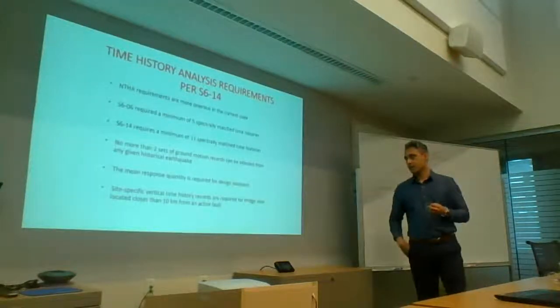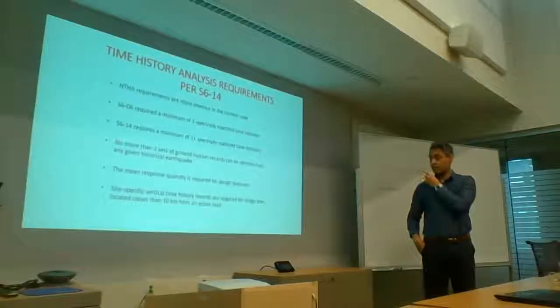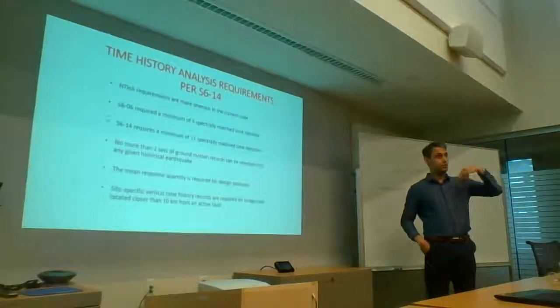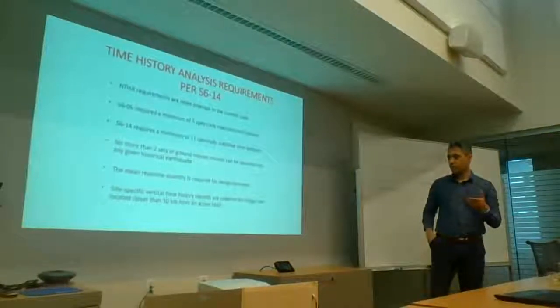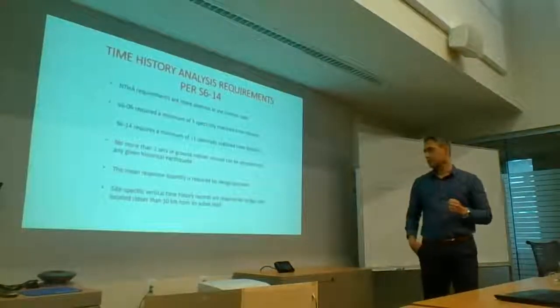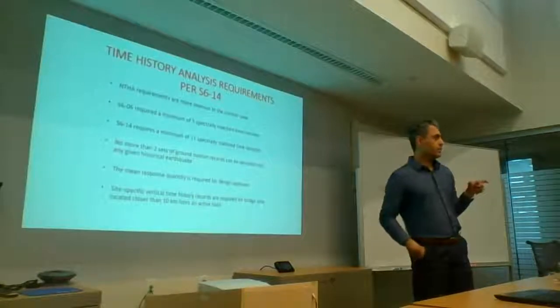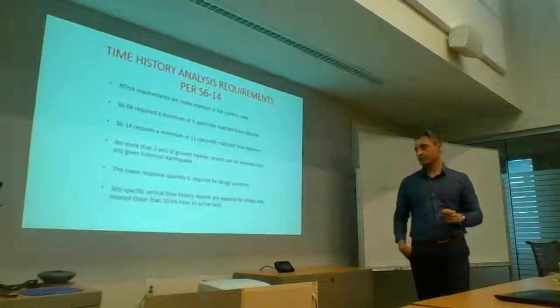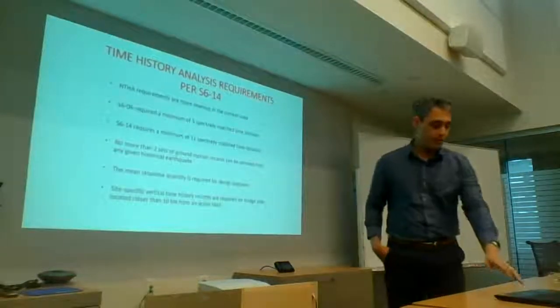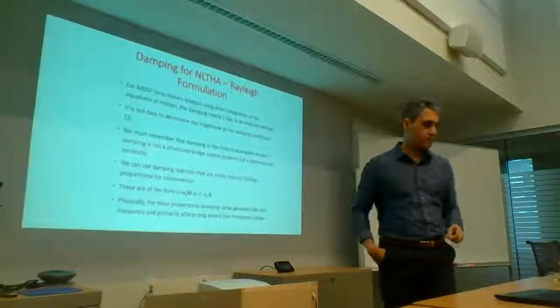For design purposes, we need mean response quantities. So it's not like the one value out of the 11 that's high. We have to go with the mean response quantities. If your site is within 10 kilometers of an active known fault, then we have to do specific vertical time history records. And we can't use the 2/3 or whatever.